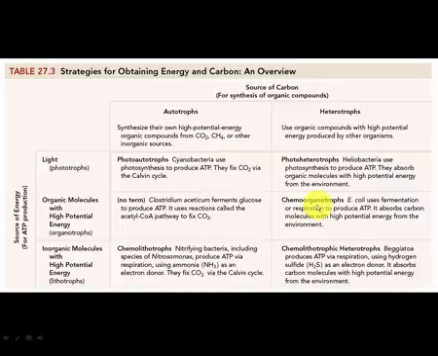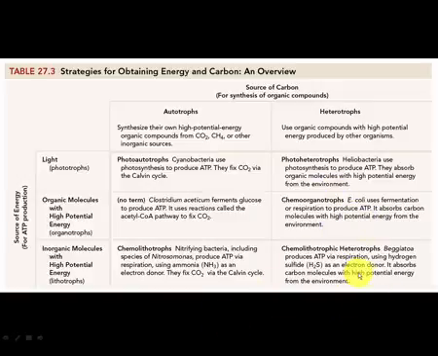Chemoorganotrophs take carbon molecules with high potential energy, and that's their source of energy for making ATP. They also use organic compounds from their environment to get carbon. E. coli may be the most common bacterium in your body. It's a bacterium that lives in your digestive tract and is usually benign, although certain strains of it can make you sick or even kill you.